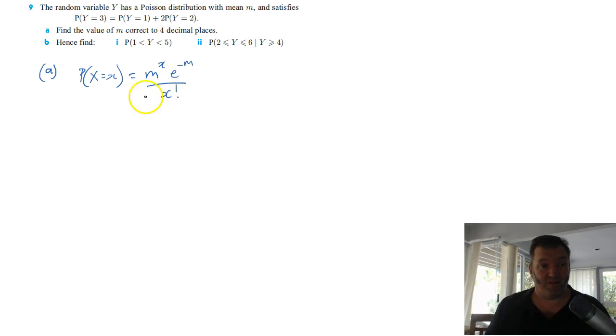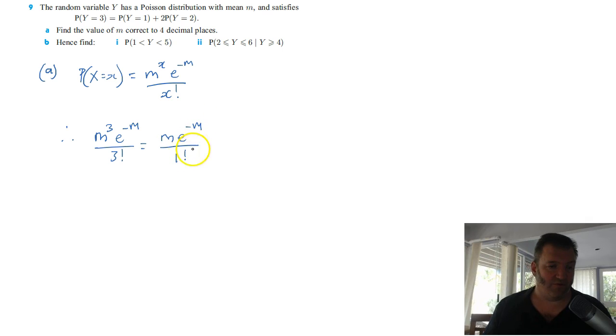So, if we're going to fill in the blanks using this, with a mean m, and we're starting off with x equaling 3, so therefore, we're going to have m to the power of 3, e to the negative m over 3 factorial, is equal to m e to the negative m over 1 factorial, which of course is just 1, plus 2 times m squared e to the negative m over 2 factorial.